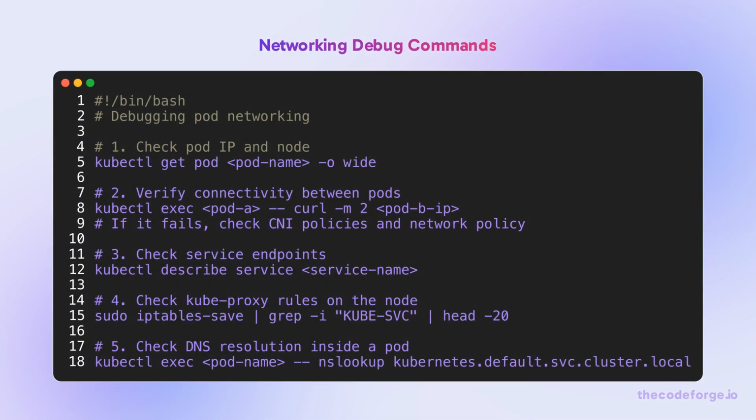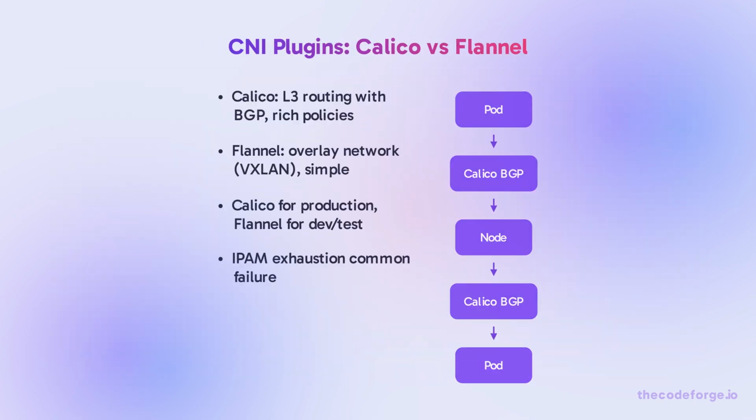You can check pod IP, verify connectivity between pods, check service endpoints, kube-proxy rules, and DNS resolution. Two widely used CNI plugins are Calico and Flannel. Calico uses pure Layer 3 routing with BGP, eliminating encapsulation overhead, and supports rich network policies.